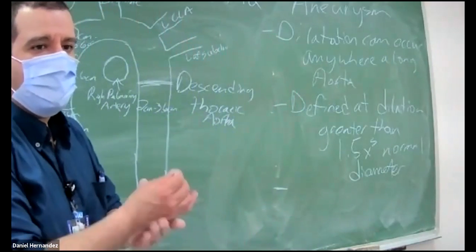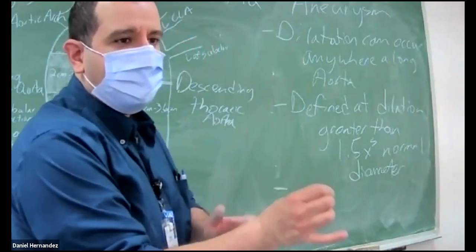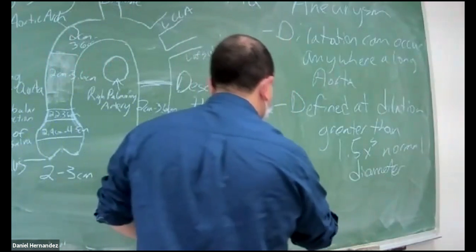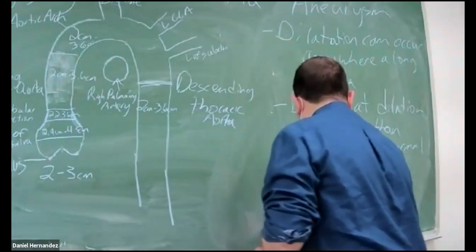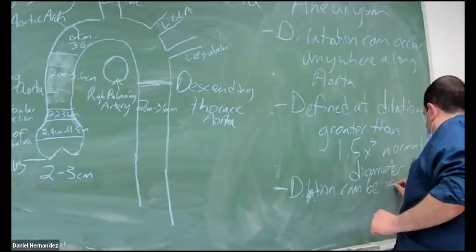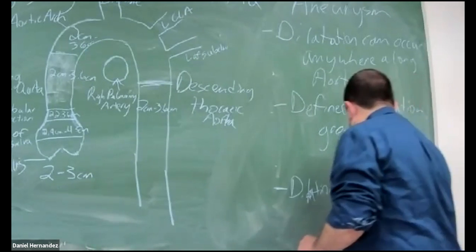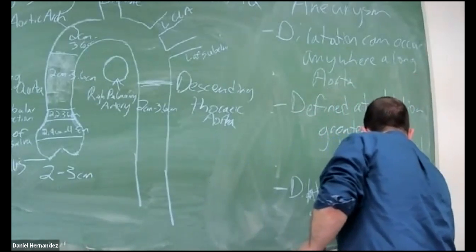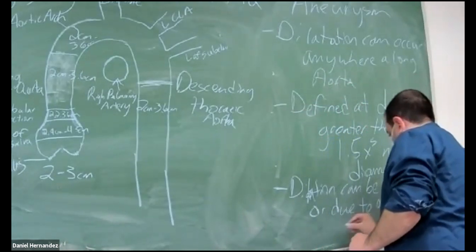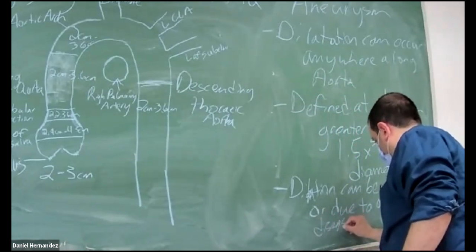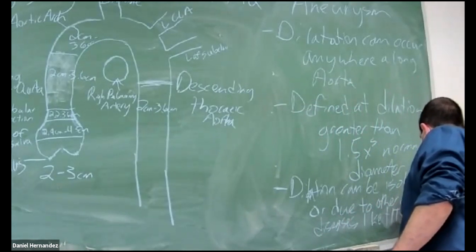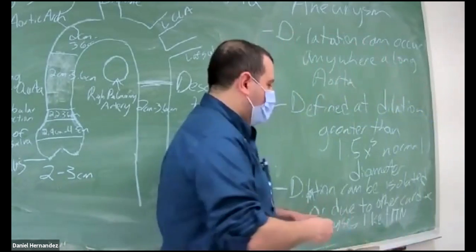Dilatation in the aorta can be isolated or it can be due to other cardiac diseases such as hypertension or aortic valve disease.